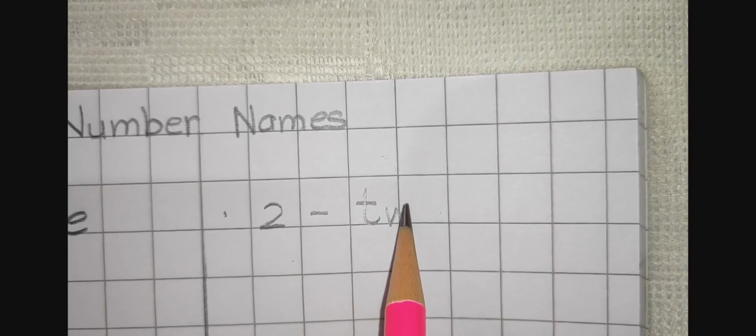T W O, 2. Next number is 3. We have to leave one box after this sleeping line. Then put a dot in the second box and then we will write number 3. Then dash. Then its name.